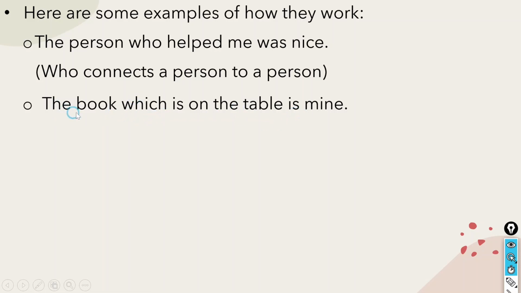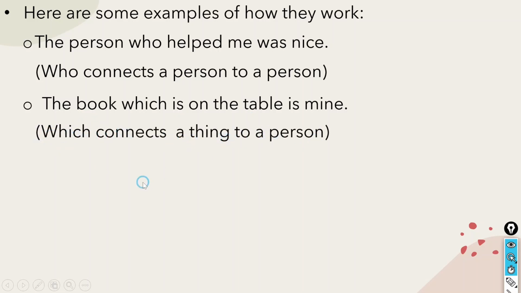In this case, you can even say the book that is on the table is mine, especially if you are even pointing at the book. The book that is on the table is mine. Now, if you are not just pointing, you can say the book which is on the table is mine. Okay. So which connects a thing to a person.